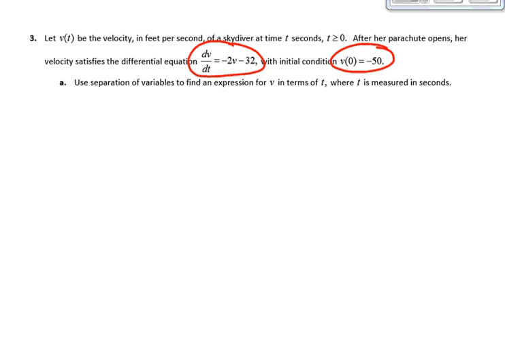So what I want you to do is, now it's your turn to try to do the separation of variables by yourself. So I want you to do part A by yourself to see if you can find an equation for V, given, make sure, the initial condition at 0 is negative 50. So go ahead and pause and do that yourself.